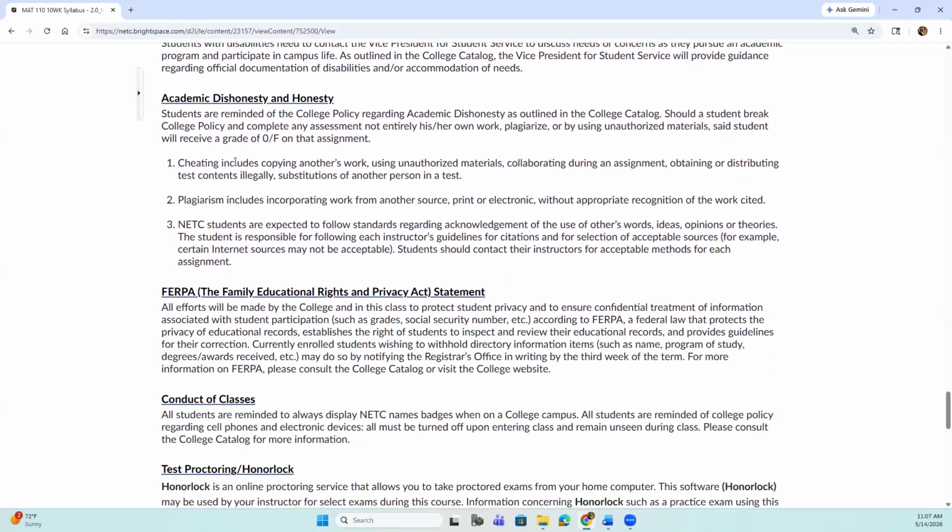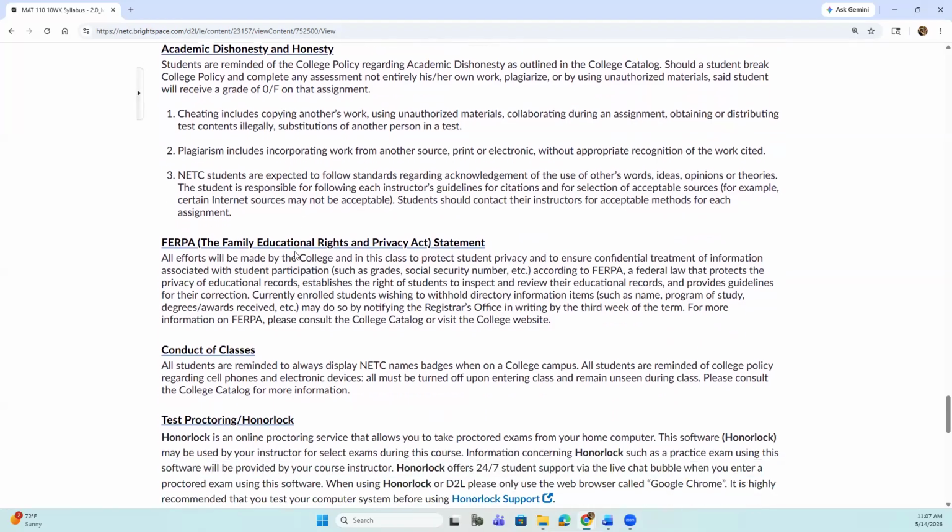All right, here is our academic dishonesty and honesty statement again. FERPA, the Family Educational Rights and Privacy Act statement. Basically, what this statement is saying is that your academic record is protected under this federal law. So not just anybody can come to me and ask me about your grades, your attendance. Okay, so it's all protected under this federal law.